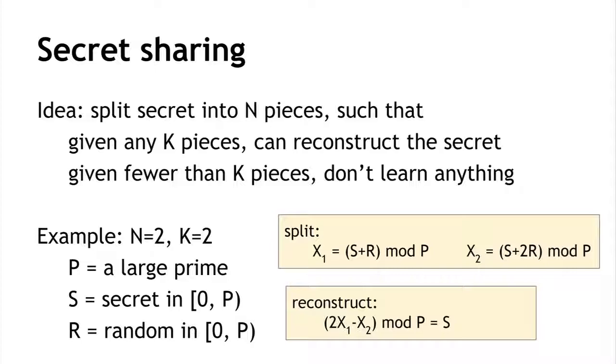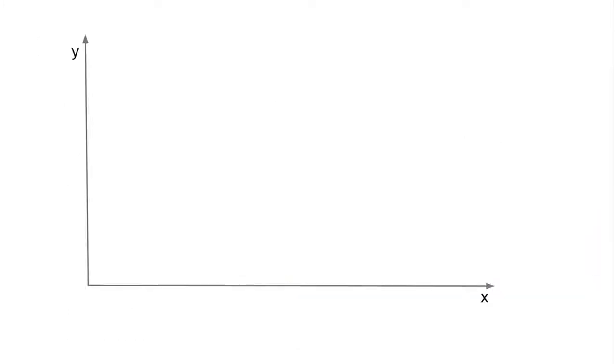Similarly, this share by itself is also equally likely to take on any value between 0 and p minus 1, and therefore doesn't convey any information about s. So that's n equals 2, k equals 2. Given both shares, we can get back the secret. Given one share, we can't.